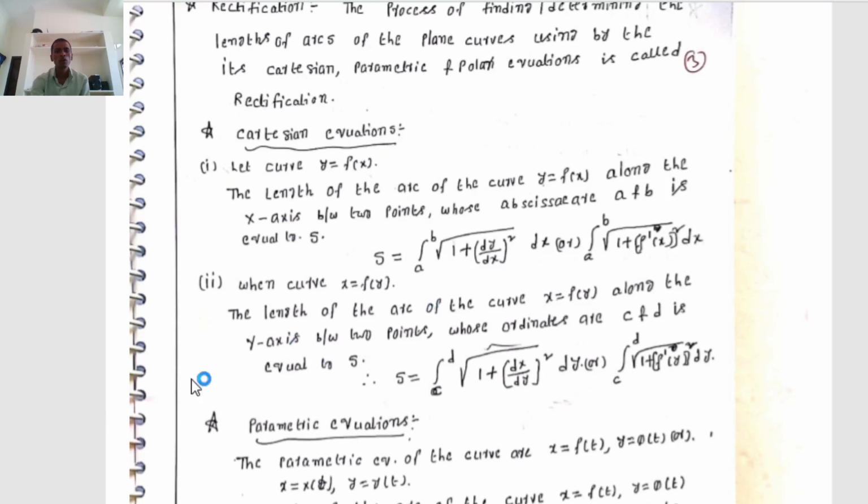So, for the Cartesian form y equals f of x, the length of the arc of the curve along the x axis between two points whose x limits are a and b is s equals the integral from a to b of square root of 1 plus (dy/dx) squared dx, or the integral from a to b of square root of 1 plus f dash of x squared dx.